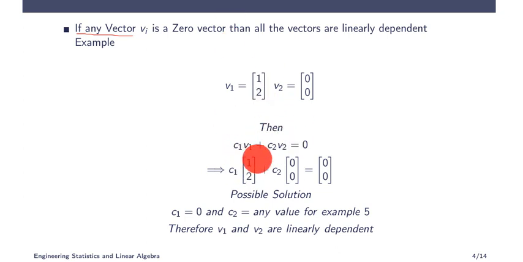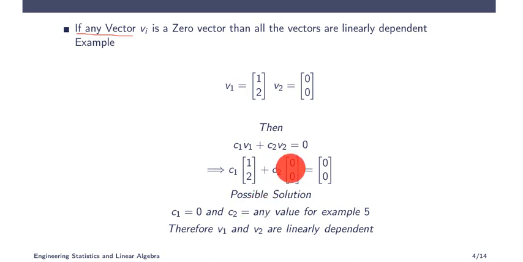We have to take C1 V1 plus C2 V2 equal to 0. That is the linear combination of the vectors, C1 V1 plus C2 V2 equal to 0. Now that is nothing but C1 into (1, 2) plus C2 into (0, 0) equal to 0, which means C1 plus 0 equal to 0, or C1 equal to 0. So C1 is always 0. If C2 were also always 0, then it would be linearly independent. But here C2 can take any value.